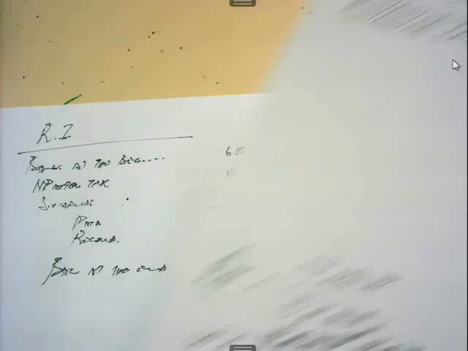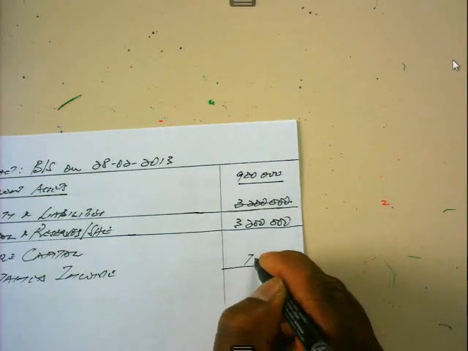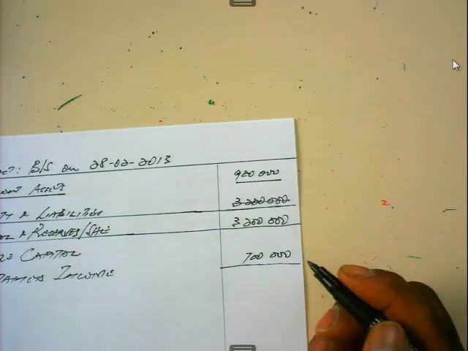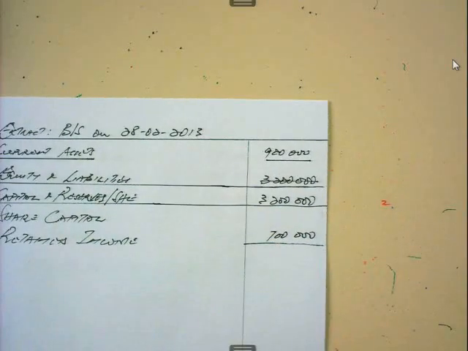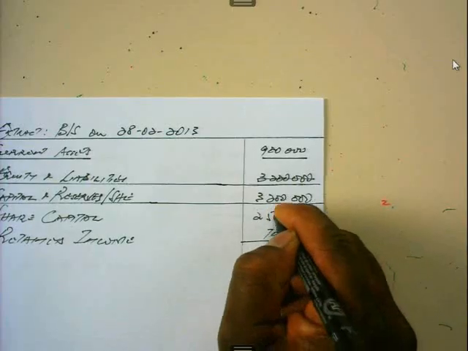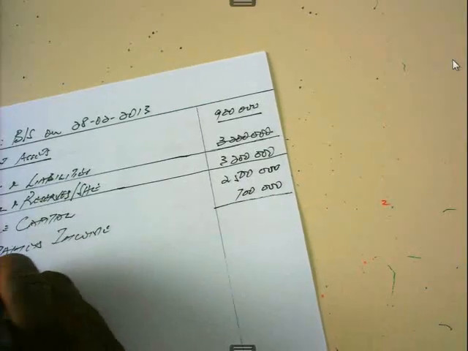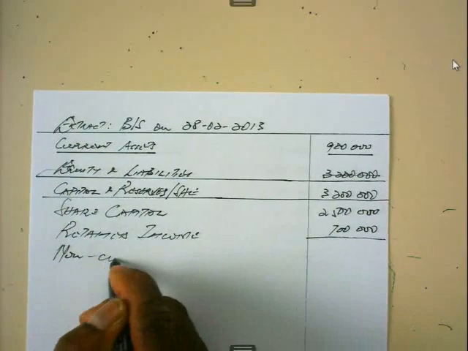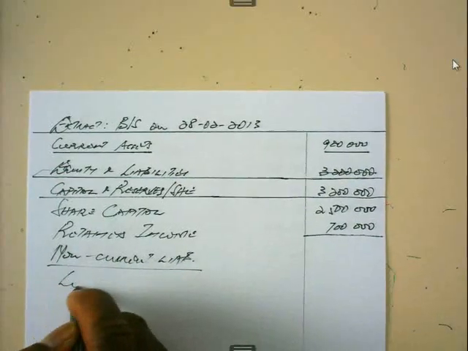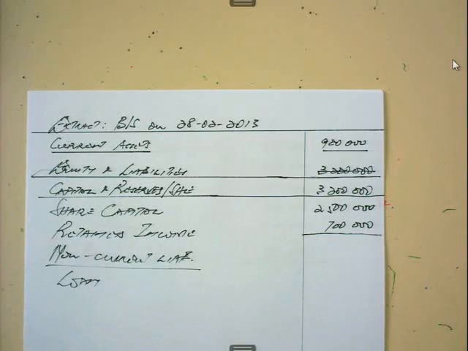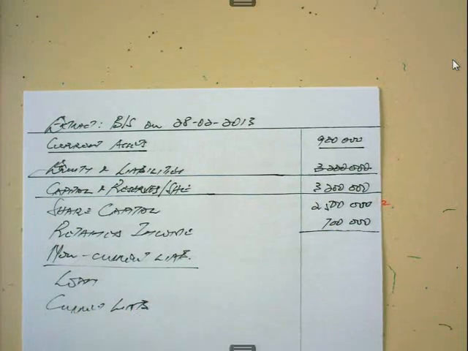Then you go to your balance sheet and you put in the figure 700,000. So the difference between your shareholders' equity and your retained income will be your share capital, which in this instance is 2.5 million. Right. You move on to do your non-current liabilities, where we have your long-term loan, and of course you also have your current liabilities. Let me put in the structure quickly.